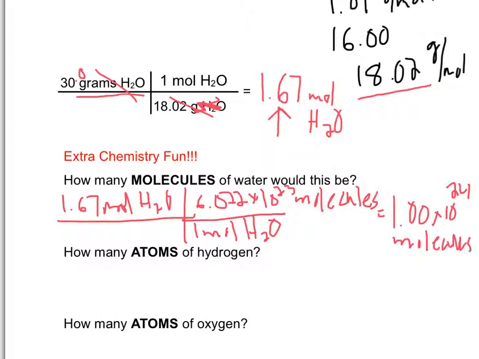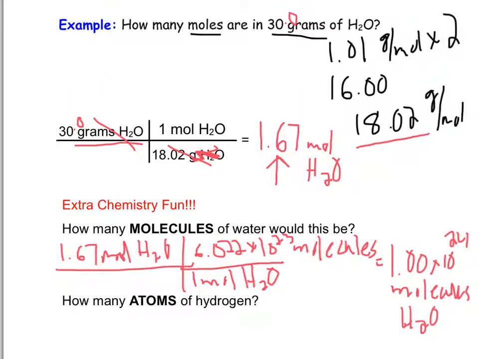So these are all kind of saying the same thing. The 30 grams of water that we had up top here is equal to 1.67 moles of water, which is equal to 1 times 10 to the 24th molecules of water. They're all saying the same thing, they're just talking about something a little different. So one is talking about the weight, one is talking about a counting number, and now we're talking about the molecules.